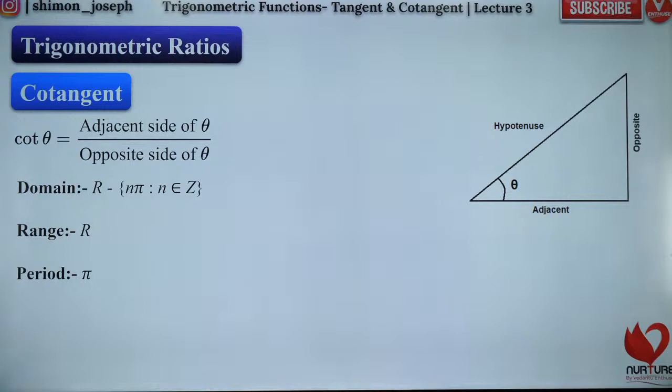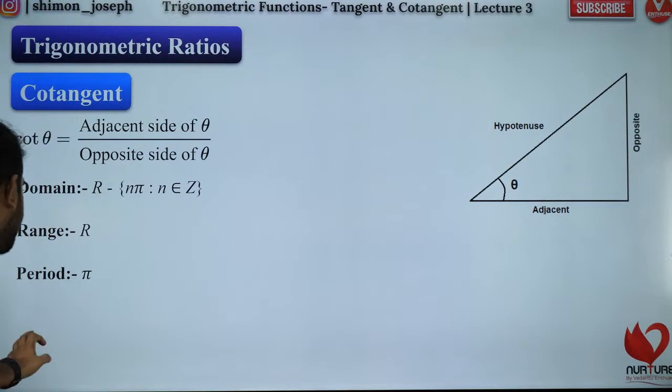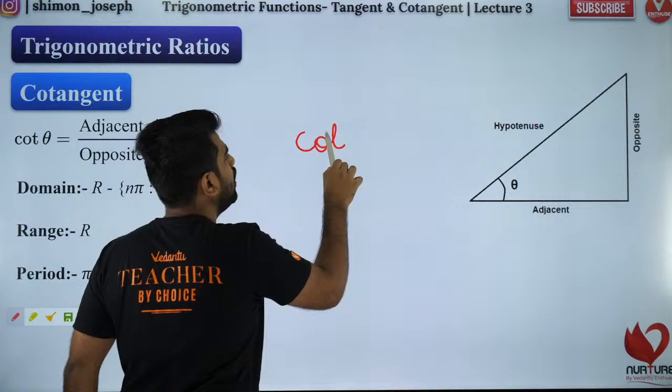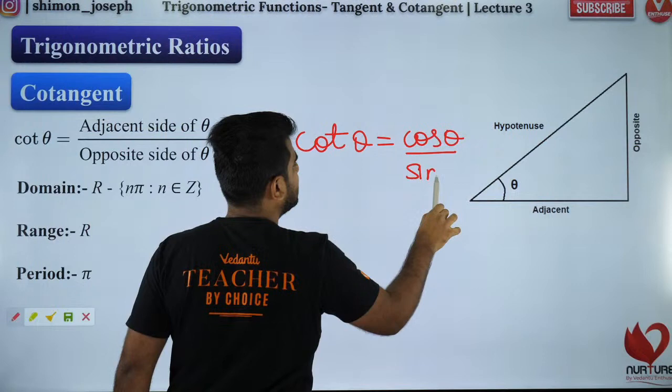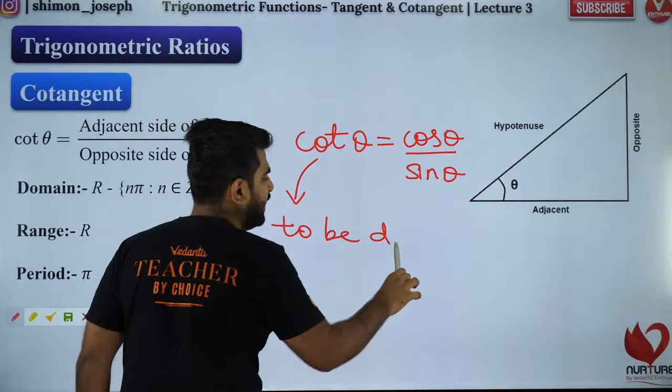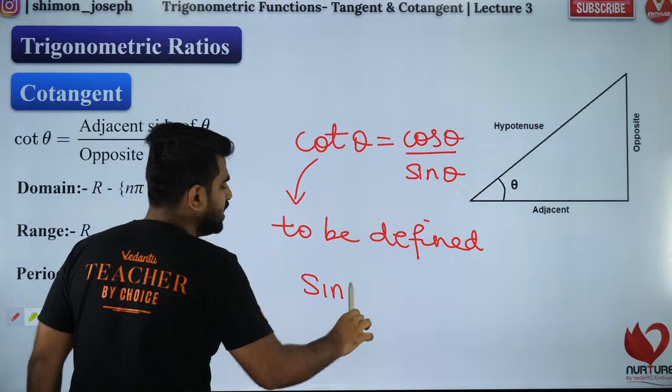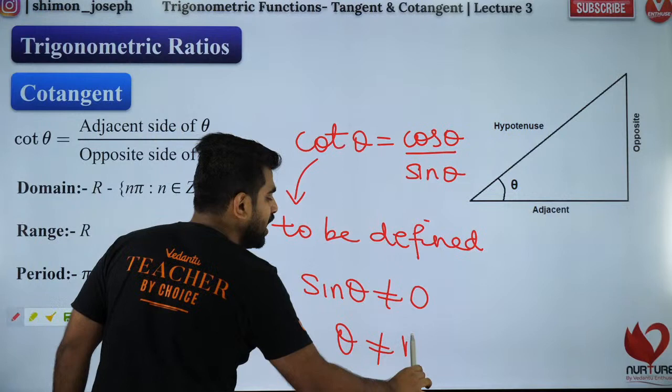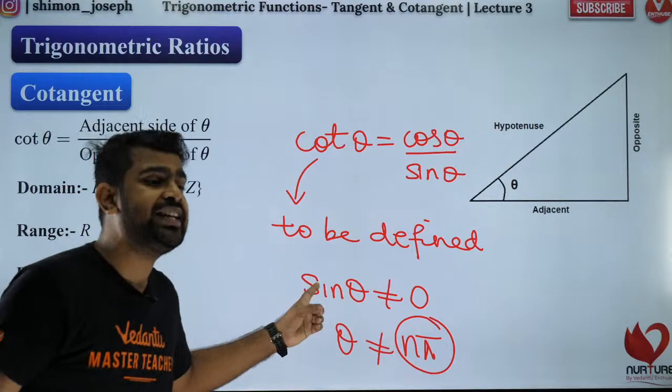So this is for tan, and now for cotangent, what do we have? Everybody, listen carefully. We'll go to a lot of questions now. So for cotangent, cot theta is equal to what? Cot theta is cos theta by sine theta. So sine theta should not be 0. For it to be defined, my denominator should not be 0. That means sine theta should not be 0. When will sine theta be 0? It will be 0 when theta is an integral multiple of pi. So that is what I removed.